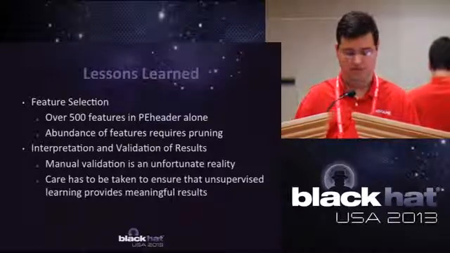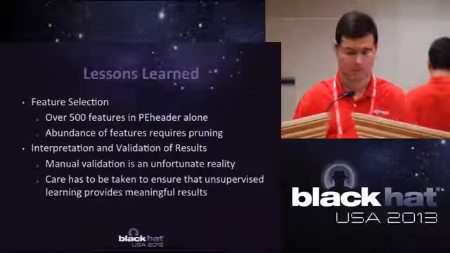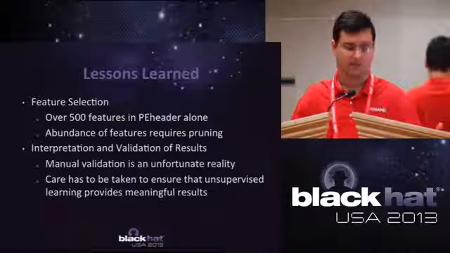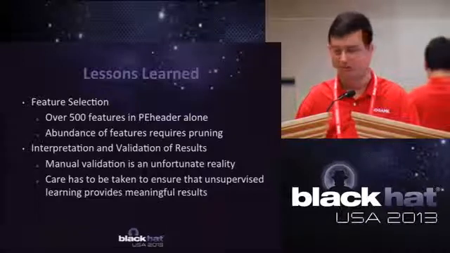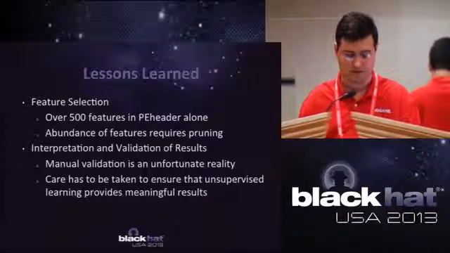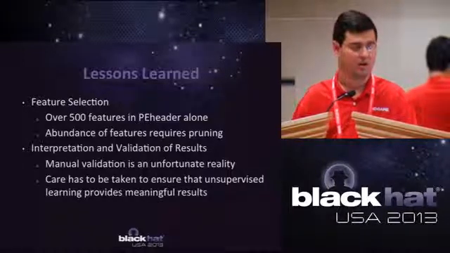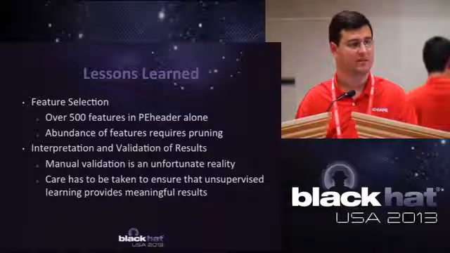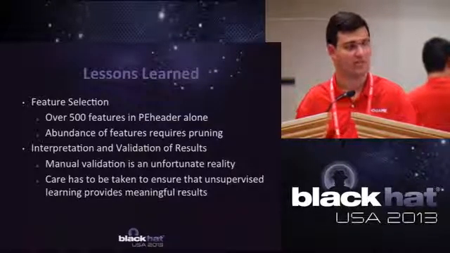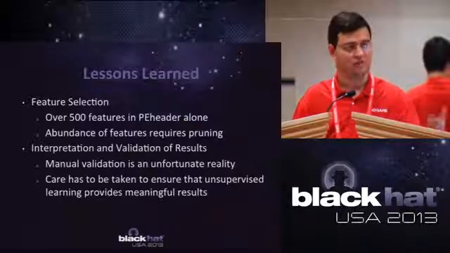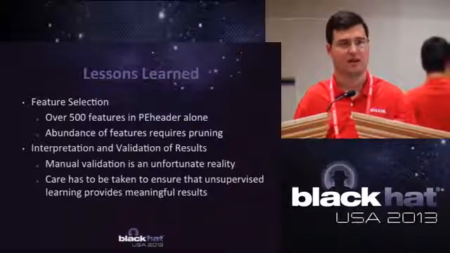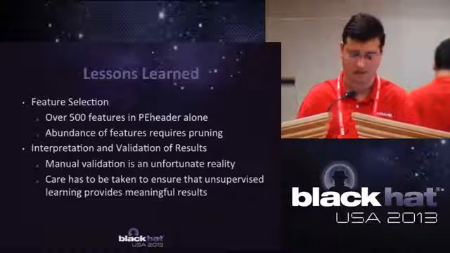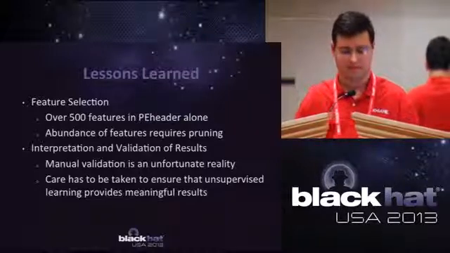So a few lessons learned that we've had from developing these models. Feature selection, as I said, is definitely a rabbit hole. We found way over 500 features in the PE header alone. We're developing more constantly, and now that we've got this embarrassment of malware data, we're slowly winnowing it down and focusing solely on the high value, high gain information that we have. The abundance of features definitely requires pruning.